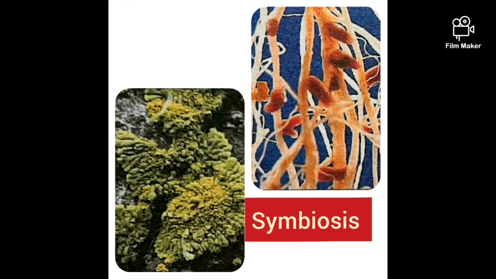Similarly, rhizobium bacteria live in the nodules of the roots of leguminous plants like pea and gram and provide them nitrogen in a soluble form. In return, the plants provide food and shelter to the rhizobium bacteria, so both organisms benefit each other.